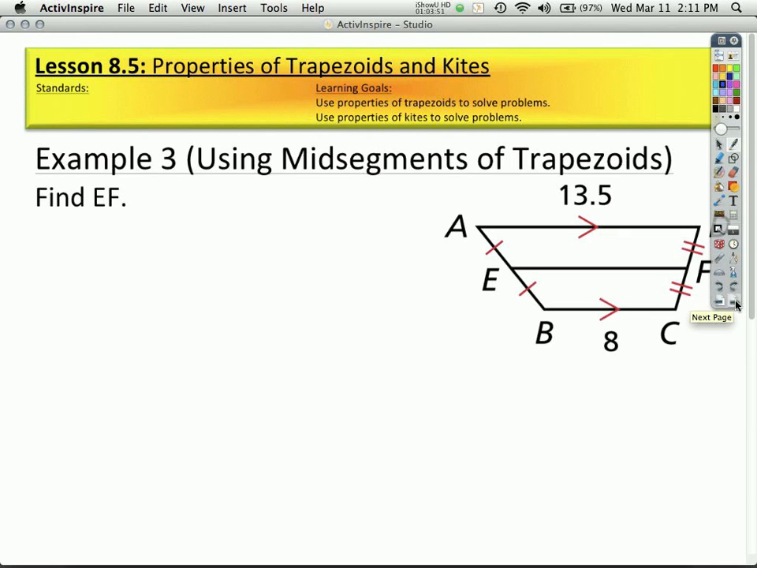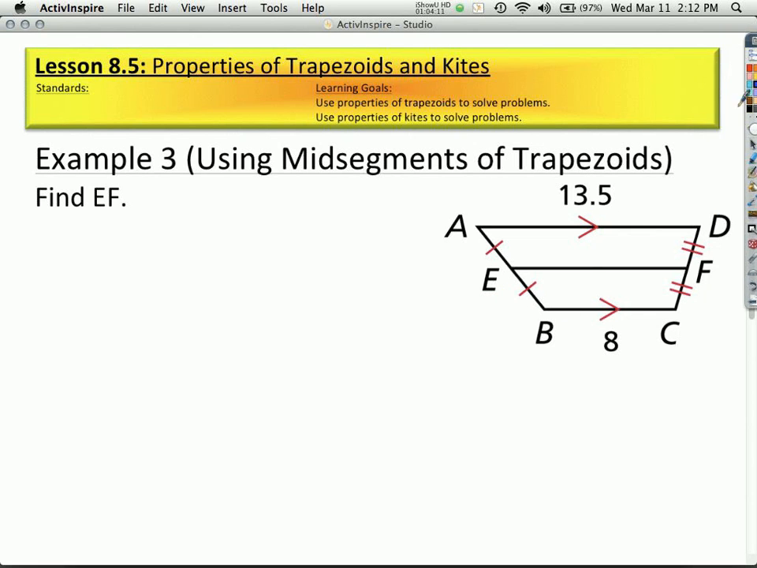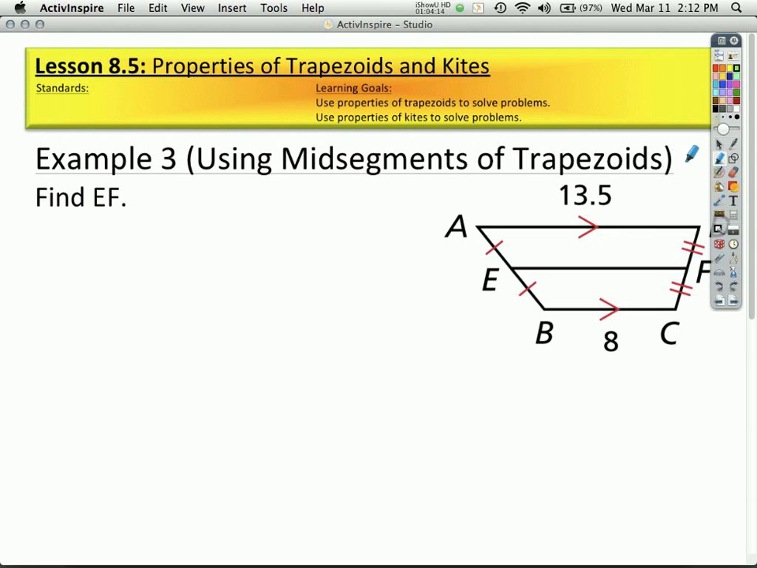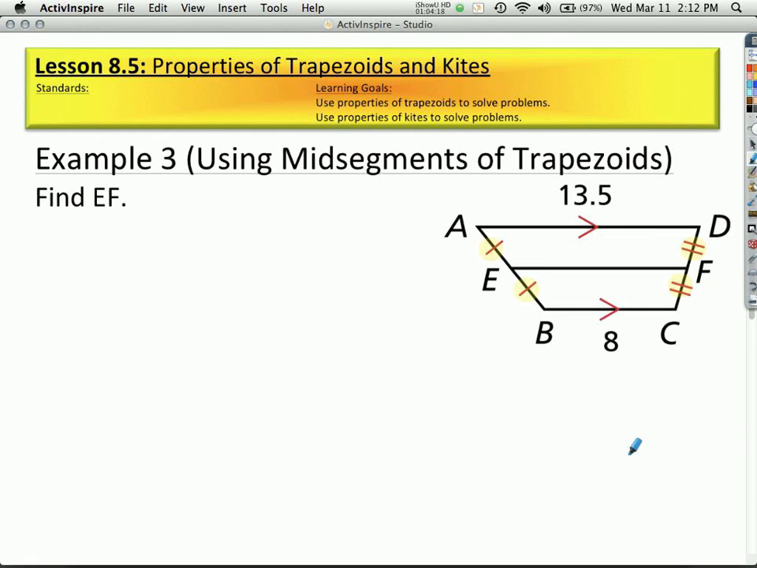So let's use the idea to find EF. We have a trapezoid, and we know that EF is the midsegment. Here's the key part: taking the moment to acknowledge those indicators right there tells you that EF is the midsegment.